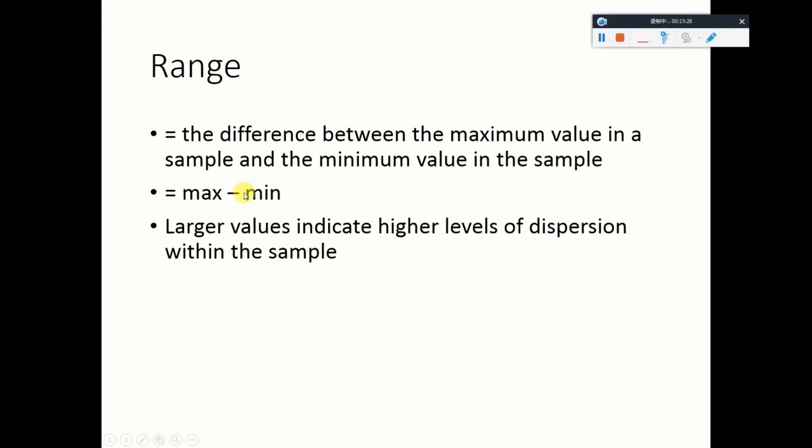If this difference is very small, what will be the smallest possible value? 0. It cannot be negative because it will always be the maximum value, the larger value, minus the smaller value. Of course, they could be the same, but you cannot reverse this equation. So the smallest is 0. That means there's no difference across the sample values. Well, how is that possible? Well, it is of course possible.